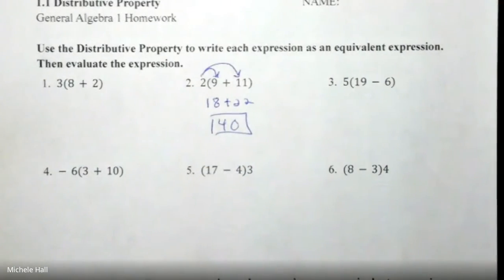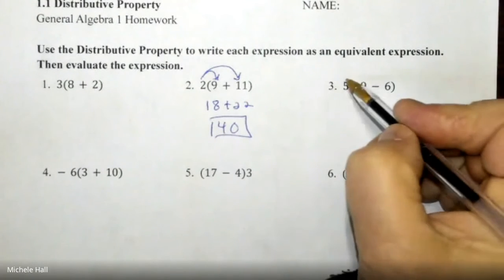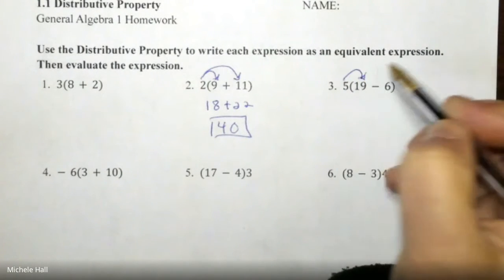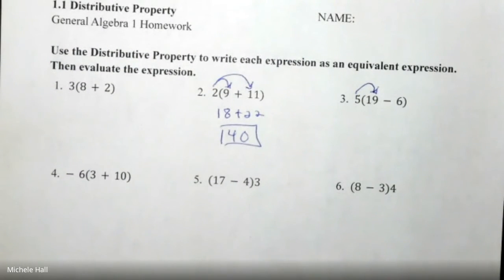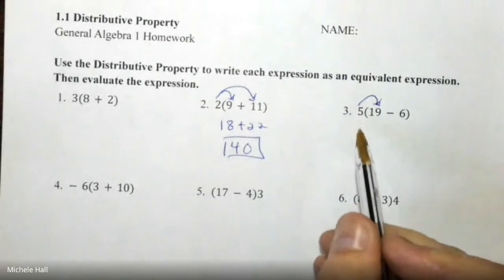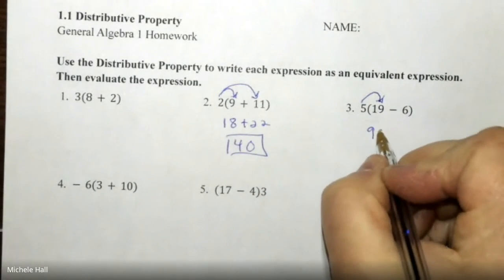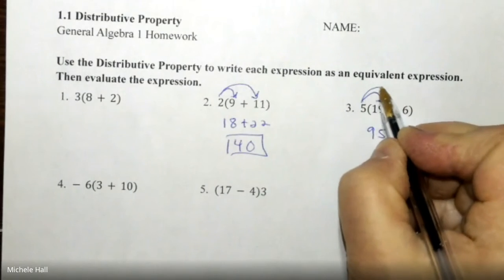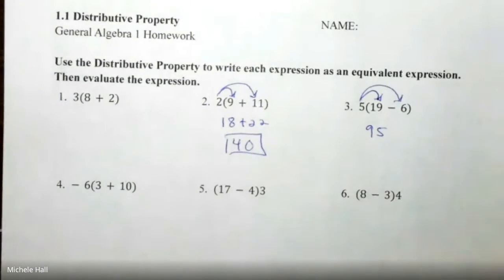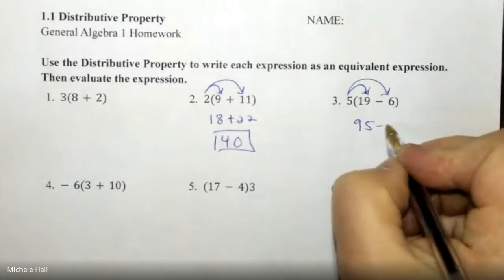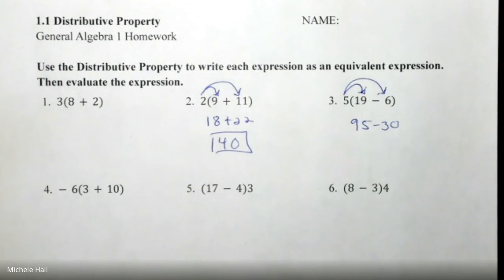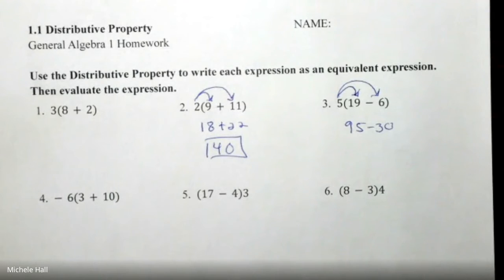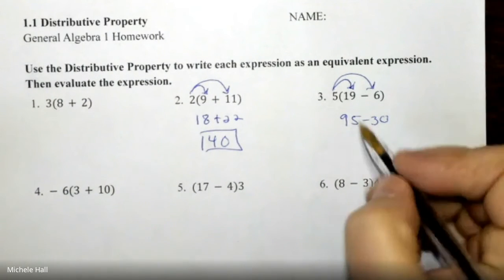Number 3. 5 times 19. Go off to the side and figure out what 5 times 19 is. I agree. 5 times 20 is 100, minus 5 is 95. And then 5 times negative 6, negative 30. Jordan, what's the final answer? 65.